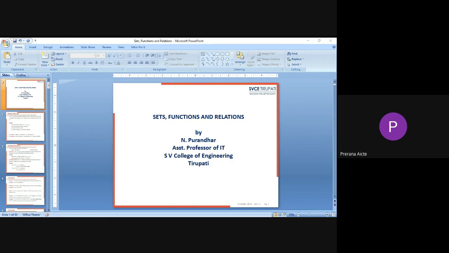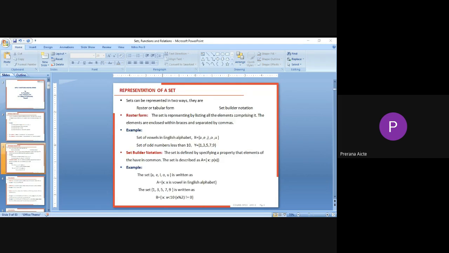And set builder notation is another method which we use for representing a set of elements. In this method what we are going to do here is, okay, I think it is not changing. Okay, let me try once.